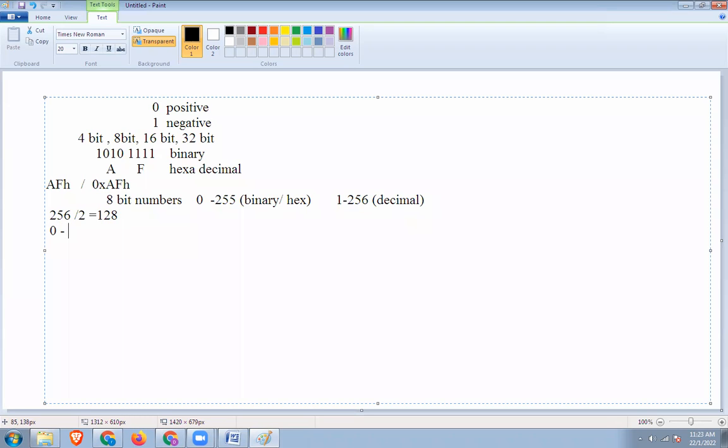If my series starts from 0 and ends at 127, then in total I have 128 numbers. This 128 numbers I am representing: 00000000 will be the binary representation of 0. Similarly, 00000001 is equivalent to 1.